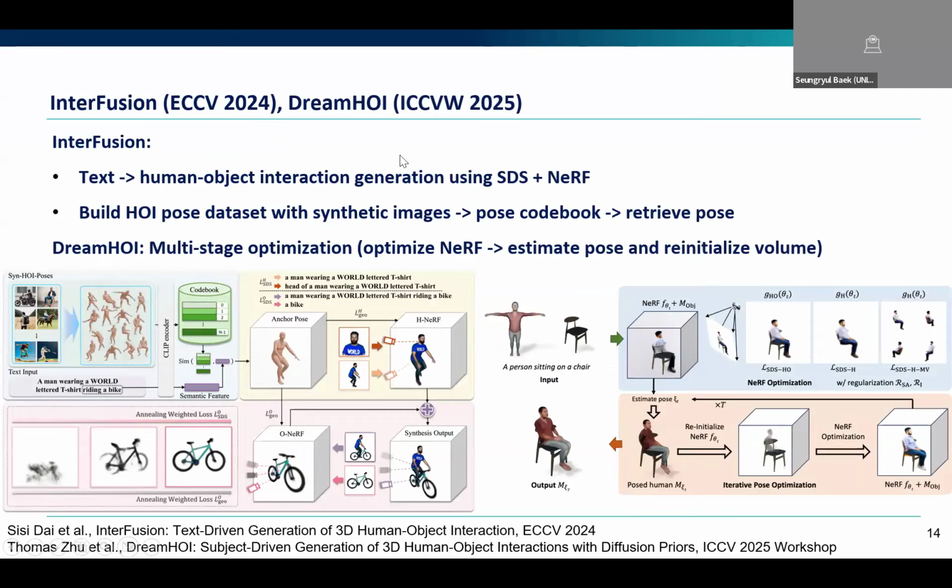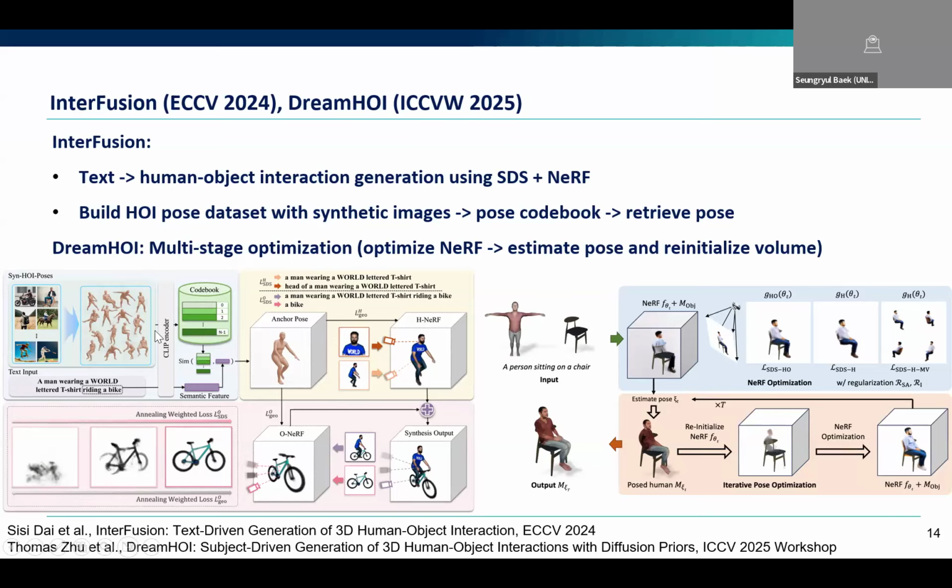And the last related papers are InterFusion and ImageHOI, which are zero-shot human-object interaction generation papers, and both of them use SDS and LoRA to generate 3D HOI from text. In the case of InterFusion, they first build a synthetic dataset of HOI by generating HOI images using SD. So they build a synthetic dataset of interactions, and they run an existing human pose estimator to extract the SMPL poses, and they build a pose code from them.